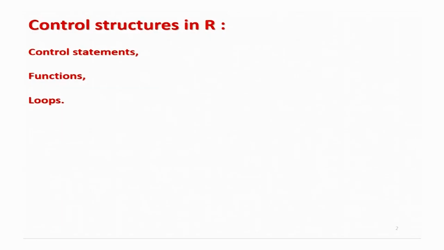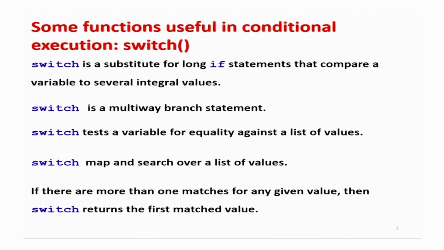As we had discussed earlier, we are trying to understand the broader topic of control structures in the R software, and we are trying to deal with control statements, functions and loops one by one. So today we first consider the command switch. The spelling is SWITCH, and the R command is written as switch with all lowercase alphabets.